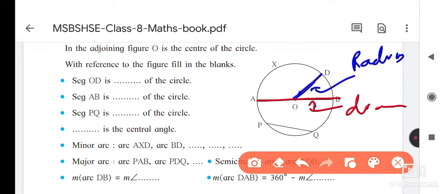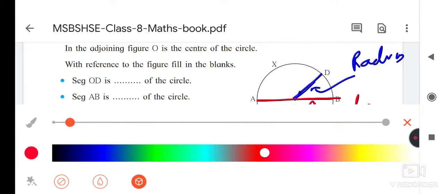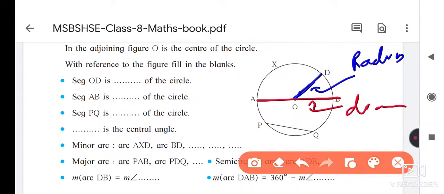Then the line which joins 2 points on the circle but does not pass through the center of the circle is called what? Chord. So PQ is a chord of the circle. So those points you have already studied in previous classes. Now let us see the question which is given in our textbook. And what is the question given here?